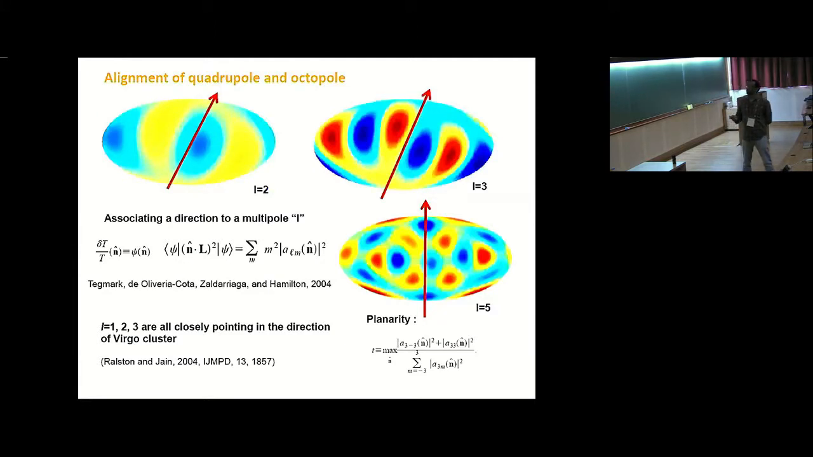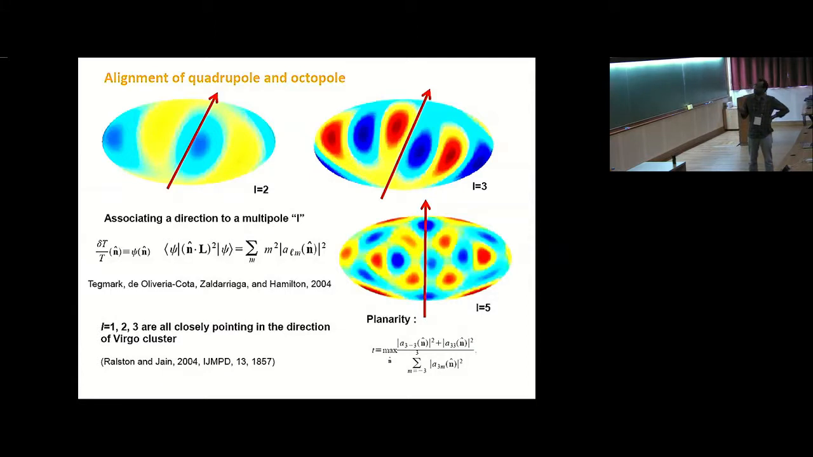One of the early ones is the alignment of the quadrupole, L equal to 2, and the octupole, L equal to 3. They were almost aligned, within a separation of 5 to 10 degrees depending on the specific cleaning procedure used in the CMB analysis. Likewise, the L equal to 5 mode was found to be highly planar. You can see visually that it is roughly pointing in this direction. These arrow marks are just there to guide your eye.